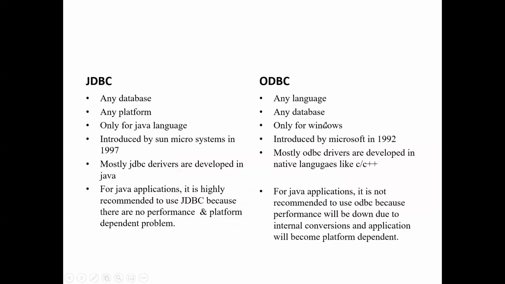Okay, so now we will see what is the difference between JDBC and ODBC. JDBC means it works with any type of database. ODBC means one language. This side is database, the right side is language. JDBC is any platform, ODBC is any database. JDBC is only for the Java language, ODBC is only for Windows.